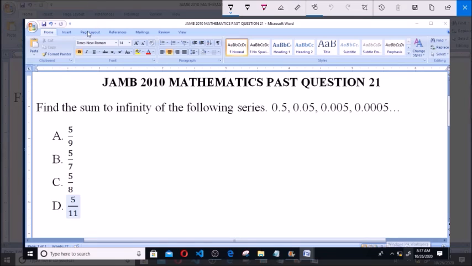I'll be answering JAMB 2010 Mathematics Past Question 21. Find the sum to infinity of the following series: 0.5, 0.05, 0.005, 0.0005, and so on. A, 5 over 9. B, 5 over 7. C, 5 over 8. And D, 5 over 11.